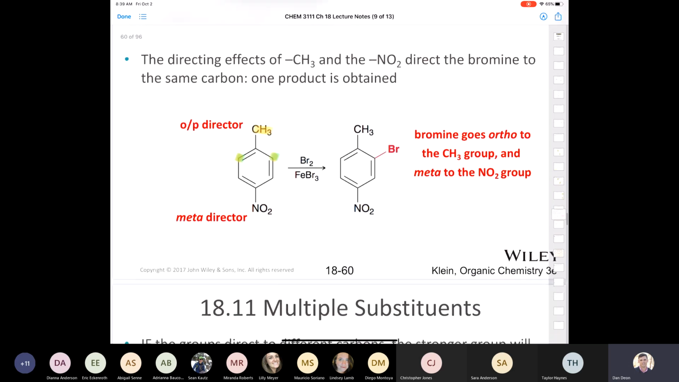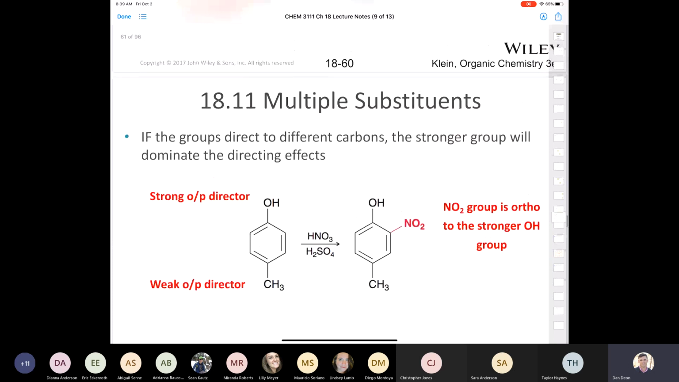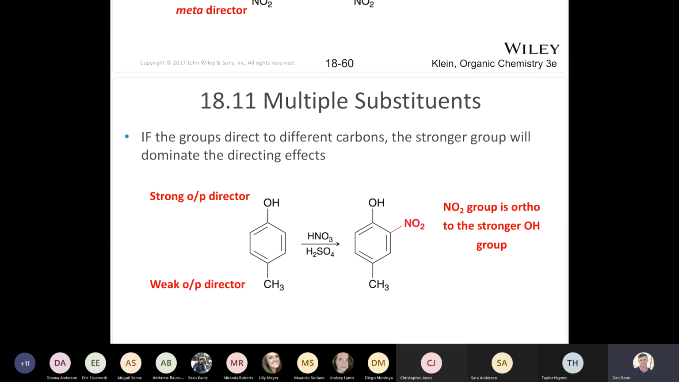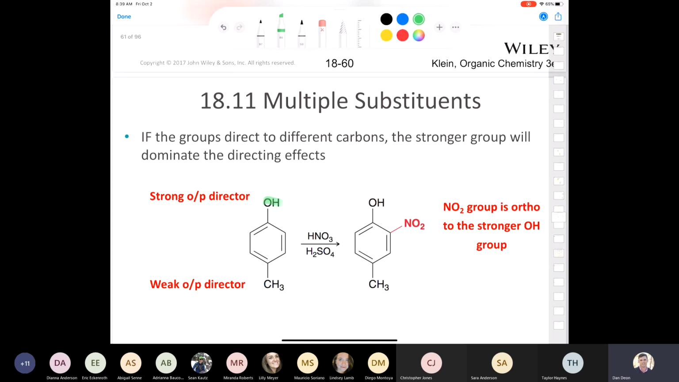Okay. Well, let's get a little bit more down and dirty with it here. What if we have, it says here, if the groups direct to different carbons, the stronger group is going to dominate. So let's take a look here. We got a hydroxyl here. So we know that a phenol, we looked at this in table 18.1, is a strong activator. And then we have a methyl group, which is an activator. Yes, absolutely, it's an activator, but it's weak. And so the hydroxy, or the phenol, is going to direct to the ortho positions. The para position's blocked, so it can't go there.